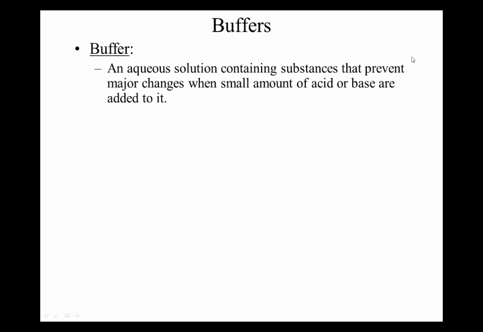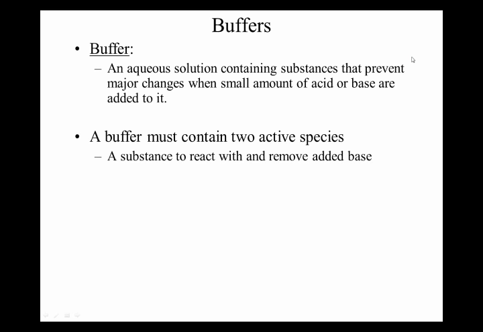If the pH of something is like 4, that means the concentration of hydronium is 10 to the negative 4th. It doesn't take much, right? In order to prevent this change, you have to have two things in it.